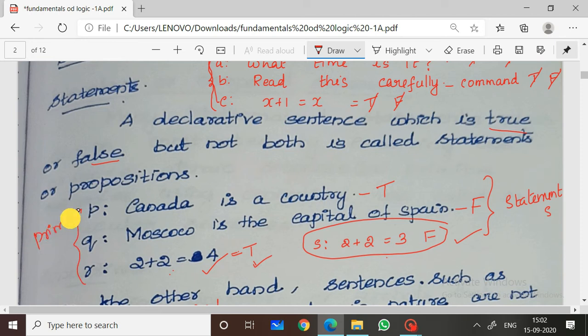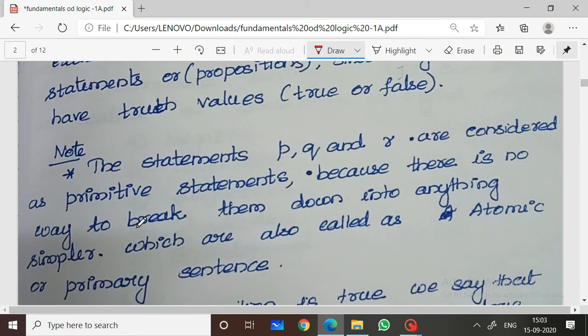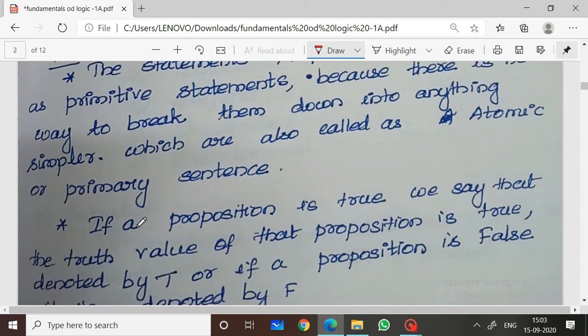Why are they called primitive statements? Because they cannot be broken into simpler sentences. We are not able to form new sentences from this, or we cannot split this sentence, Canada is a country, or Moscow is the capital of Spain. That means we cannot split these types of sentences. These types of statements are called primitive statements because there is no way to break them down into any simpler sentence, which are also called atomic sentences or primary sentences.